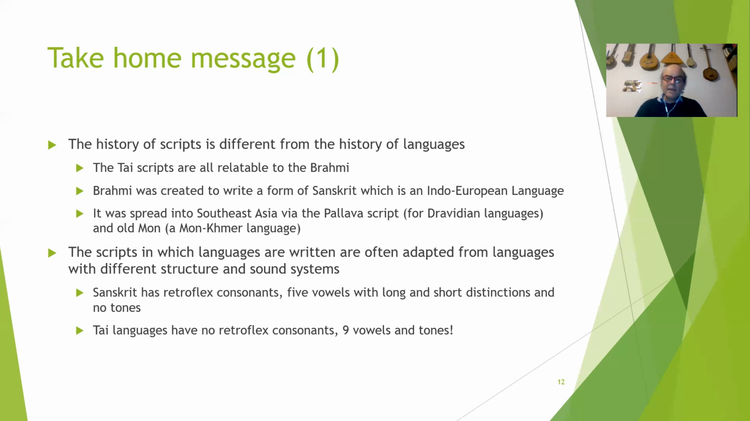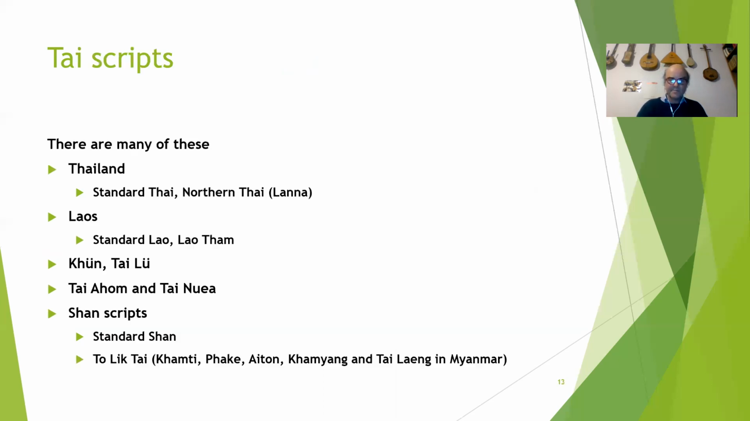So another important message to take home, which I haven't written here, is that most languages in the world are written with scripts that were created for another very different language. This is why English is so difficult to spell, because it's using the script created for Latin, which has a different number of consonants and a different number of vowels. Okay, so let's move to the Thai scripts.